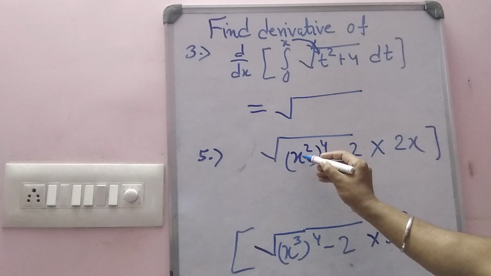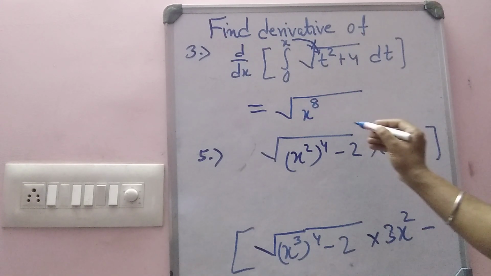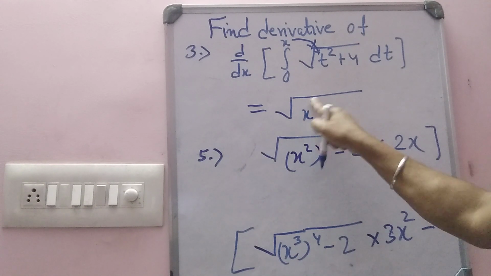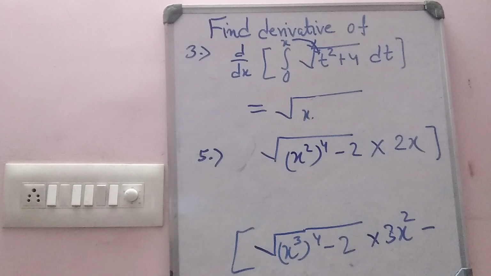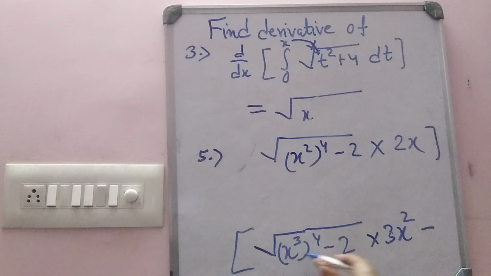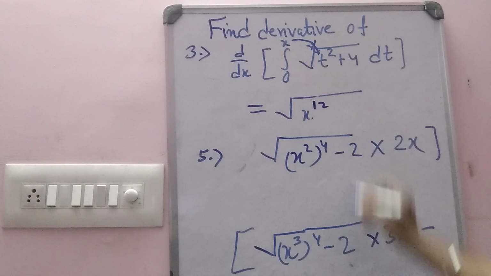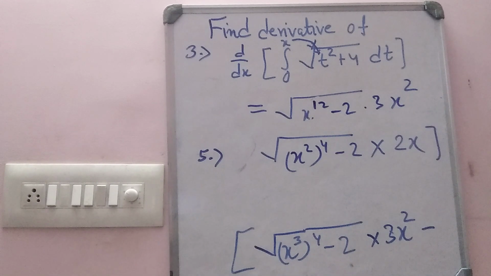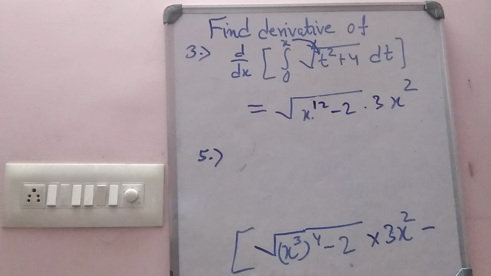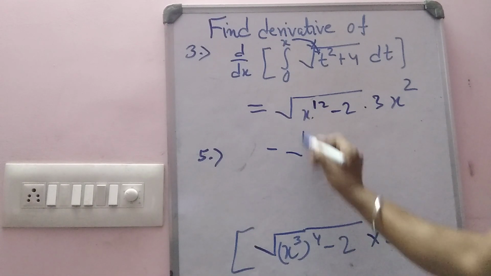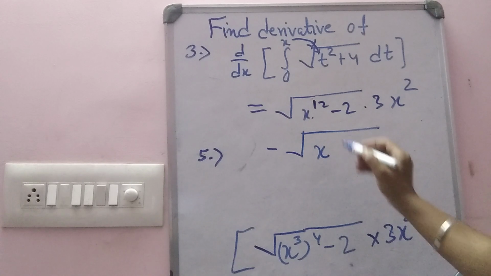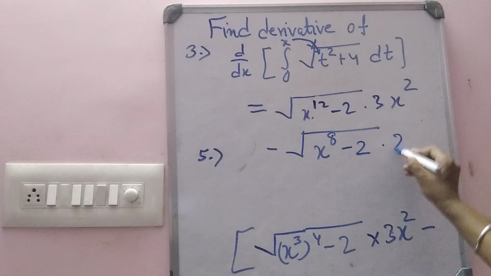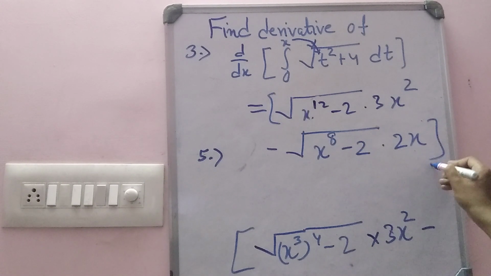square root of x to the power, sorry, in the upper limit x raised to the power 3 into 4, 12, minus 2, into this 3x square, minus square root of x to the power 2 into 4, lower limit is 8, minus 2, and this derivative of x square is 2x. So that is your answer in short.